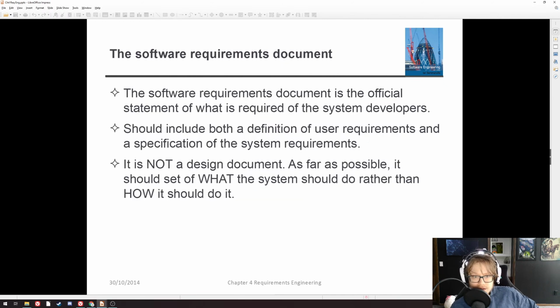We know what the software requirements document is already. It's that official statement of what's going to be required of us as developers. Again, highlighting that this is not the design document. We are just trying to say what the systems should do. It is up to the design process later on, or sometimes concurrently, to describe how it should do it. So that explains a little bit of why they might run concurrently.